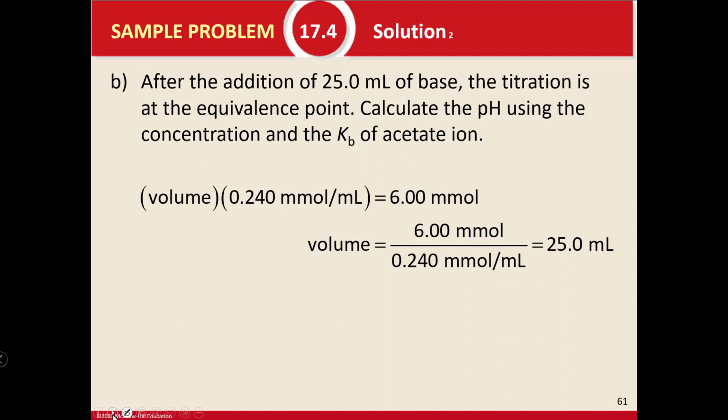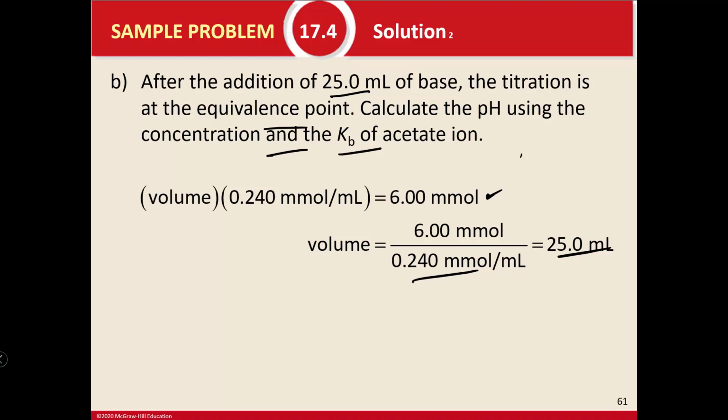After the addition of 25 milliliters, the next thing you do is you know how much you've added. You know what the volume is. The concentration is 0.240, so 25 times 0.240 gives us 6 millimoles. And so the volume is 6 millimoles divided by the concentration. We've added 25 milliliters. That's the way you check. So it says after the addition of 25 milliliters of base, the titration is at its equivalence point. Calculate the pH using the Kb.